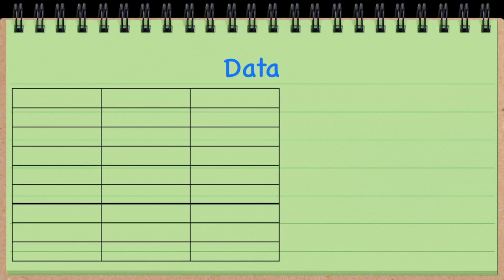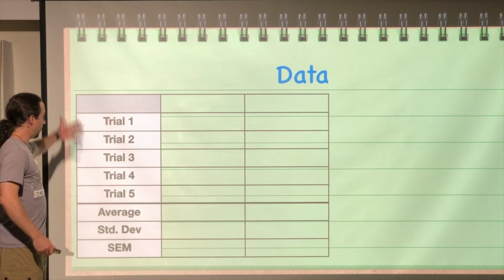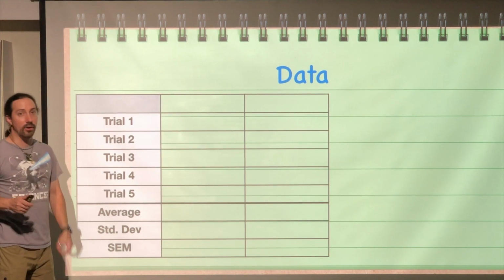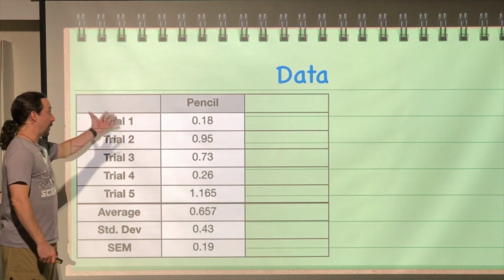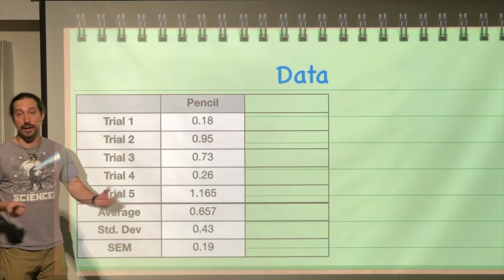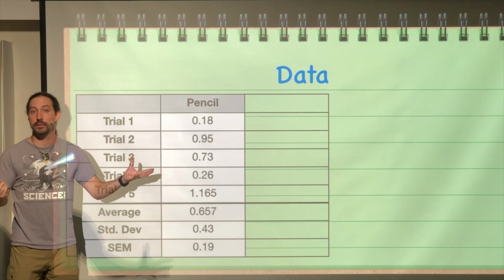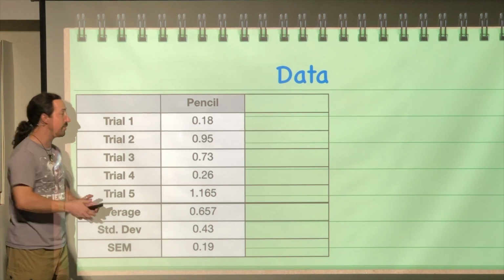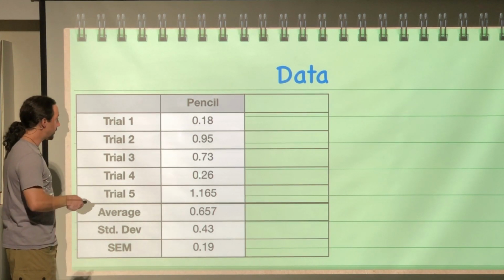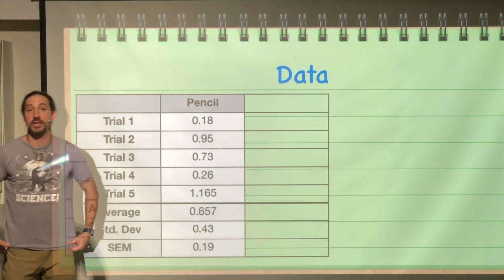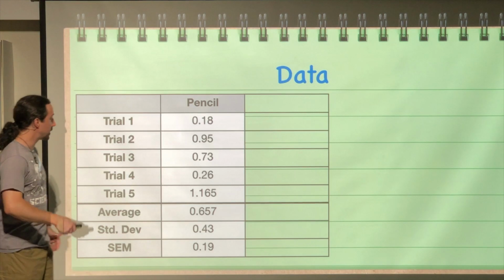So let's look at the data that we actually got from this. We had 5 trials and then calculated the average and standard deviation and standard error of the mean. For the pencil, as you can see, the first trial, honestly, it just walked right out. It spent no time in the center of the circle. I almost didn't have time to actually do the stopwatch. It was so quick. The next few times, it was a little bit longer, and then the last time, it decided to hang out for a little bit of time.